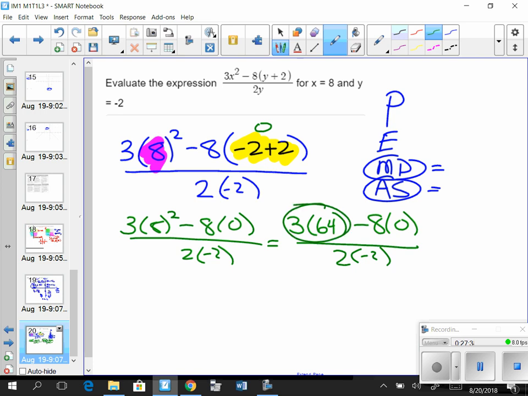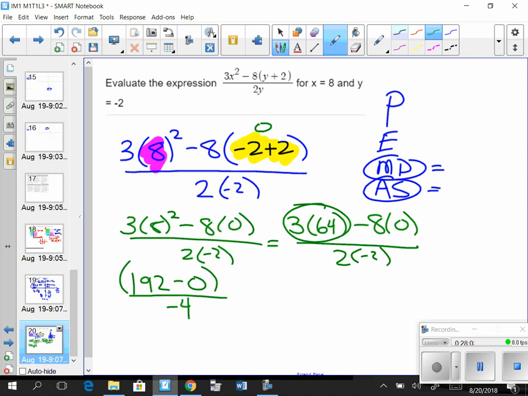3 times 64, work it out on the side if you have to. You should not be using a calculator. 3 times 64 is, I believe, 192. 8 times 0 is 0. 2 times negative 2 is negative 4. Next, I notice the top and bottom of the fraction. I could do something on the top, but not the bottom. Think of that as an extra set of parentheses.